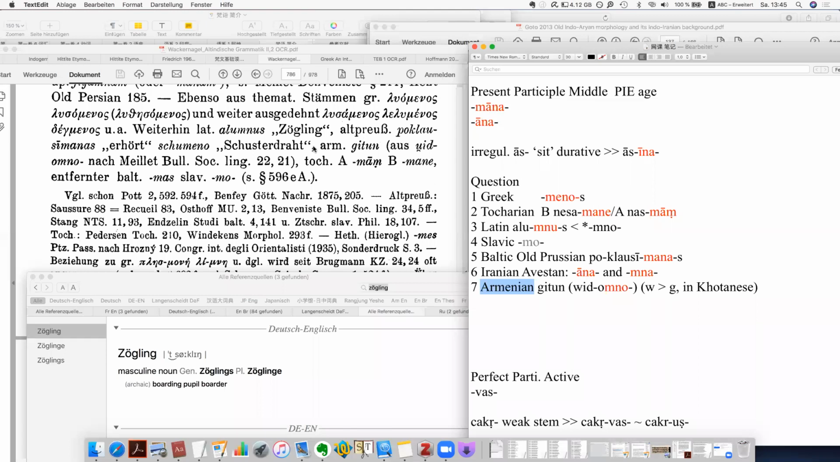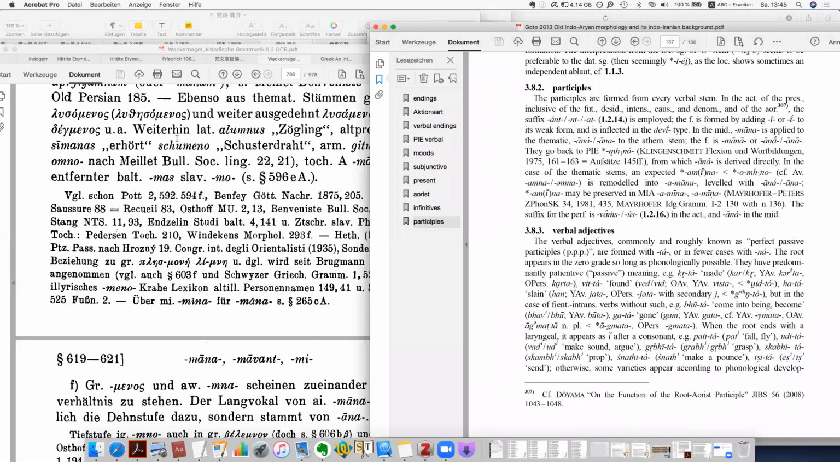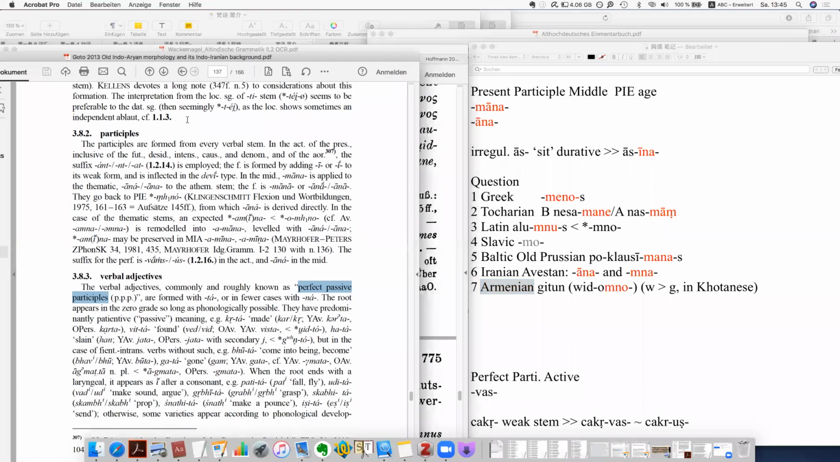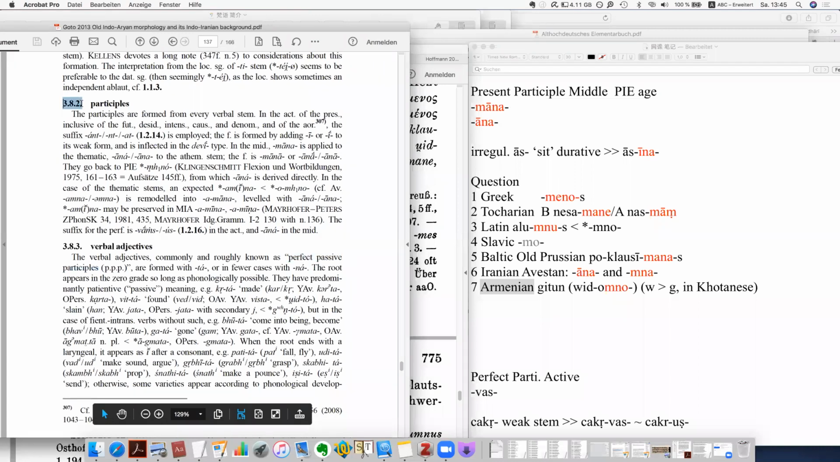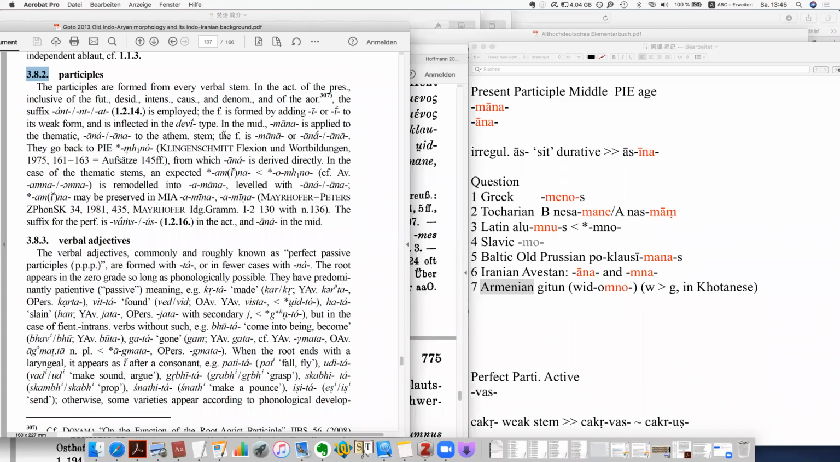Okay, and before we move on to the reconstruction, probably we can check the grammar by Goto. Yeah. So let's move to the part about participle by Goto. Yeah. So Goto mentions also in his book in chapter 382. Yeah. So let's check this part. Yeah. So this is the part we are going to talk about.